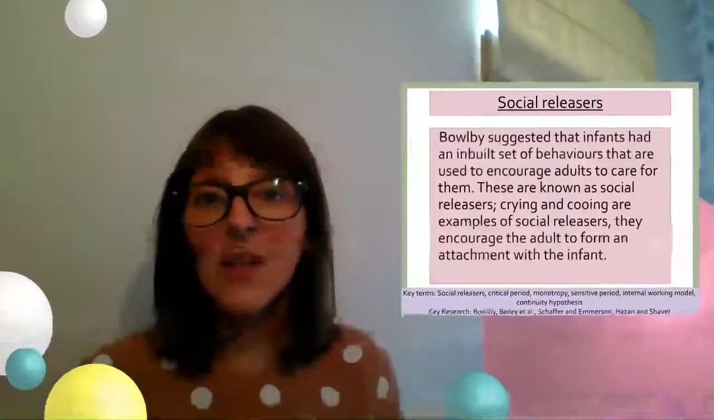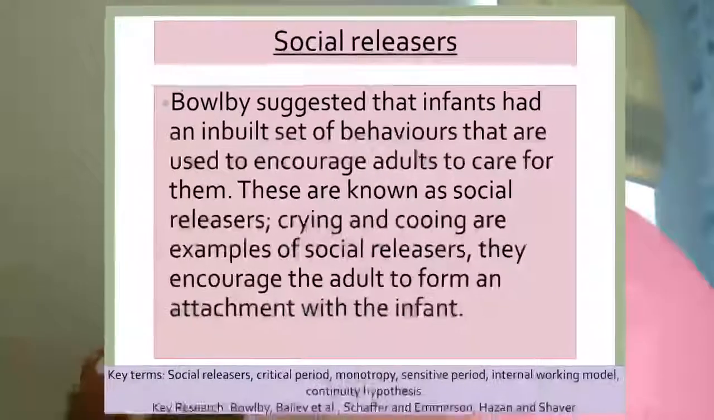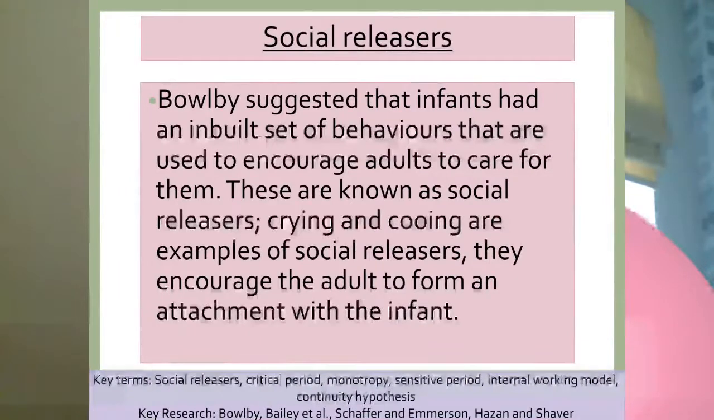The next part to Bowlby's monotropic theory is this idea of social releasers. Bowlby said that this attachment and this monotropic bond was something innate and biological, so it's something that infants are driven to do, they're driven to form an attachment. So he suggests that infants have these behaviours within them that encourage adults to care for them. These are called social releasers. For example, a baby might cry, or coo, or smile, and they look really cute, and these encourage adults to form attachments with them.